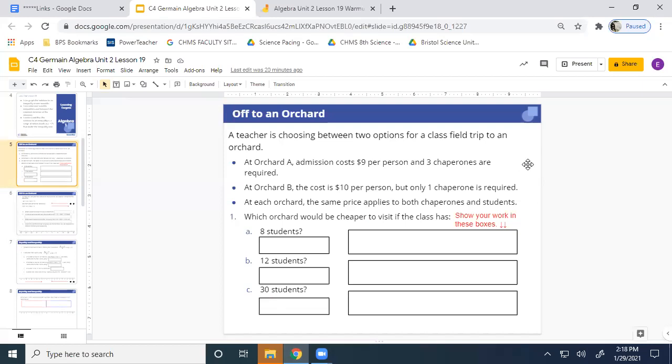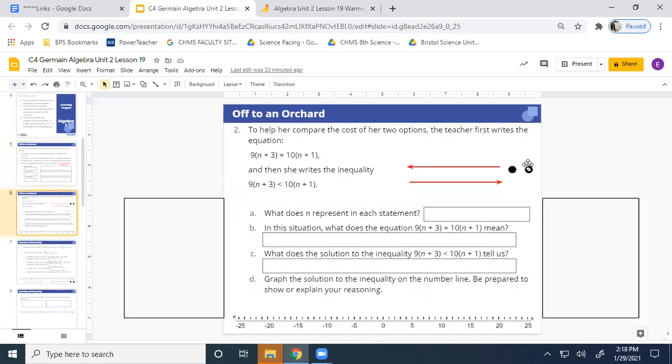We're going to look at first an equation for this scenario. 9 parentheses n plus 3, n representing the number of students. Number of students plus 3 is equal to 10 times the number of students plus 1 chaperone.